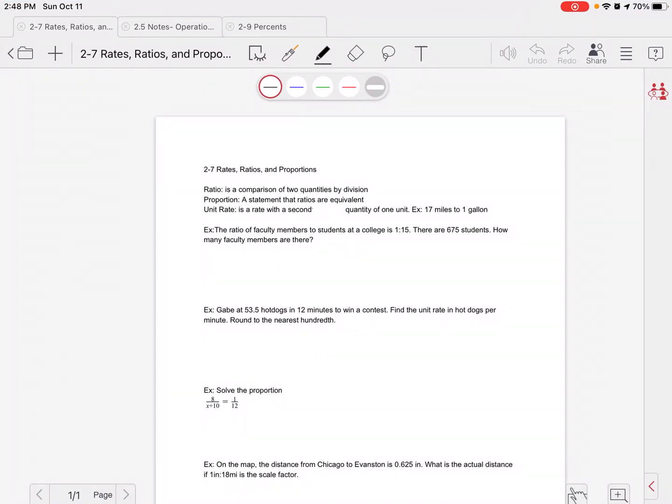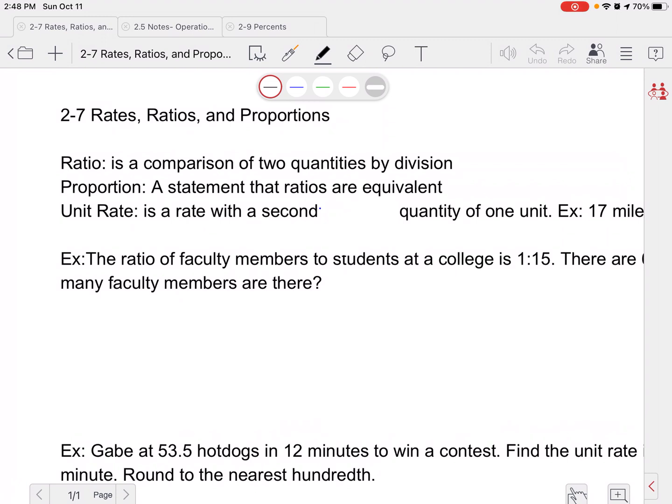So just kind of a review, a ratio is just a comparison of two quantities by division. A lot of times that'll look like a fraction. Sometimes we'll put it as like 3/5, something like that, or with our little colon in between, 3:5. Those are all ratios, okay? We're just comparing two numbers.